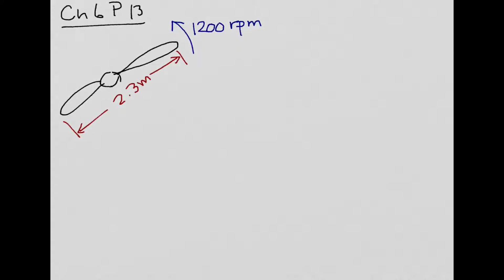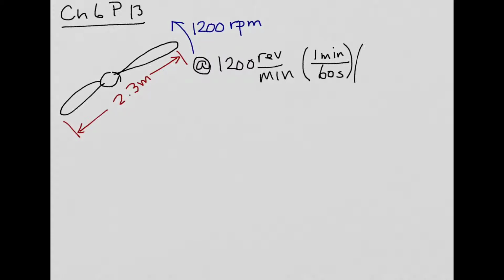So this is just a unit conversion problem. 1200 RPM is revs per minute. We're going to get rid of minutes by multiplying by 1 minute divided by 60 seconds. And we're going to get rid of revolutions. 1 revolution is 2 pi radians.